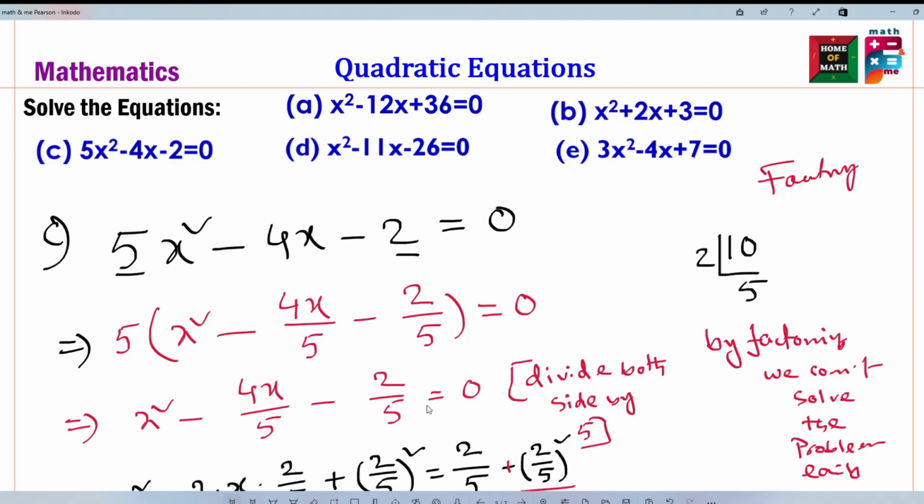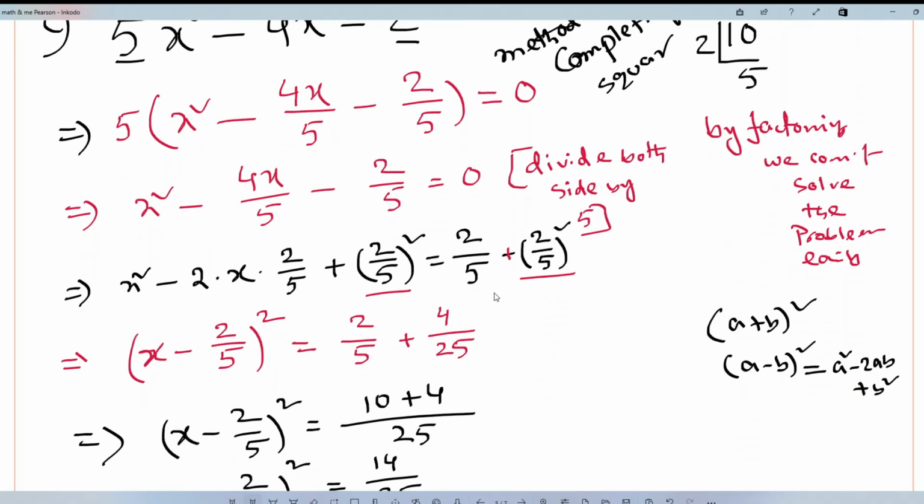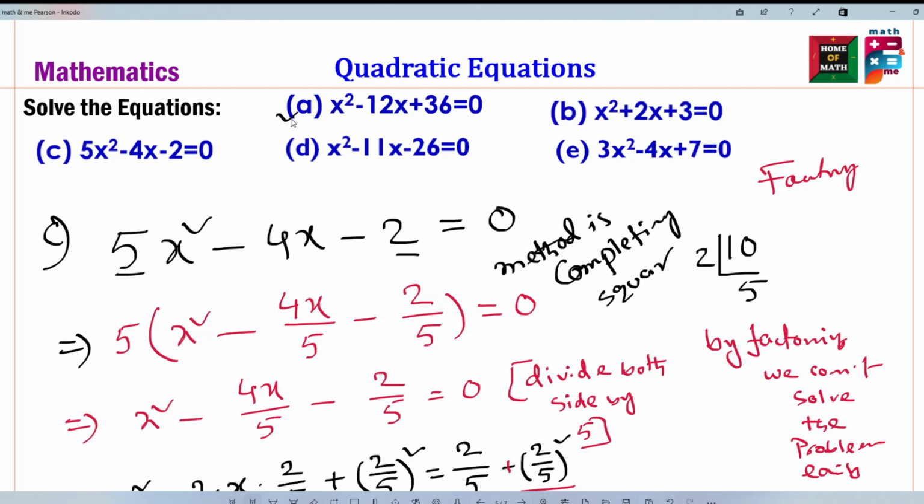So this completing the square method is completing square. Okay, why are we saying completing square? Because this side we get a square. Okay, hope you understand this one. So our A, B, C are done. Now we will do D and E.